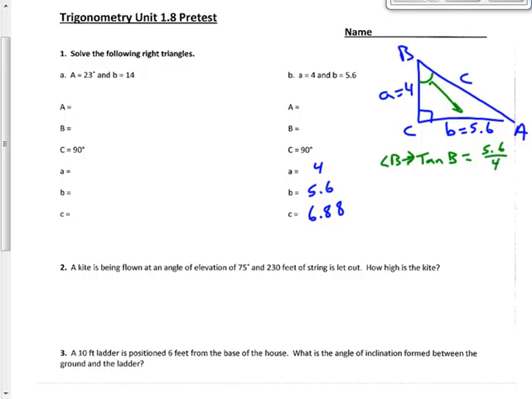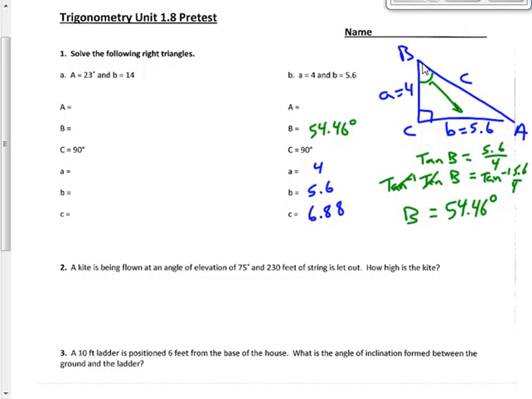And when I do this problem, what I want to do is take the inverse tangent of this side because I want to get the tangent away from the B. And so the way that I do that is I take its inverse operation. So I need to do tangent inverse of 5.6 divided by 4 here. And so I get angle B is actually equal to the tangent inverse of 5.6 divided by 4, which is 54.46 degrees. So angle B is 54.46 degrees.